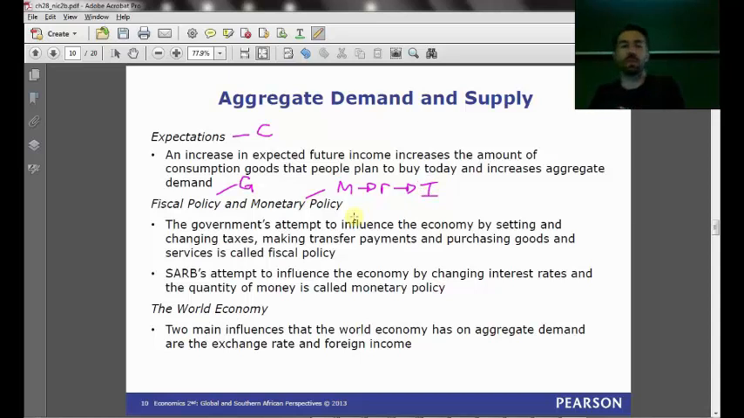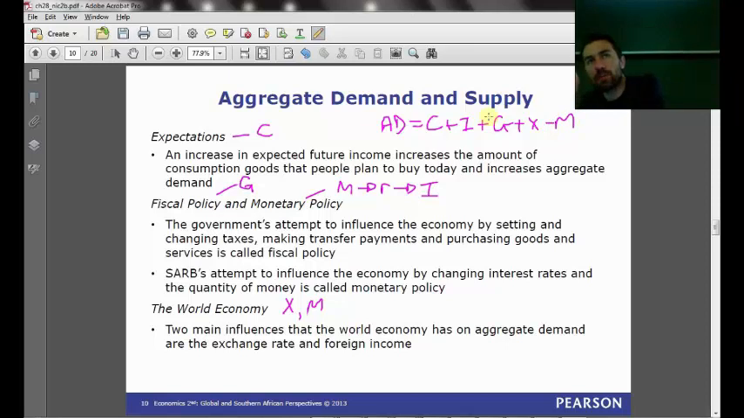And in the world economy, what are we talking about? We're talking about exports and we're talking about imports. So what are the components of aggregate demand? They are the components of aggregate expenditure. C, I, G, X, M. We shift aggregate demand when we change any of the components of aggregate expenditure. C, I, G, X, or M.